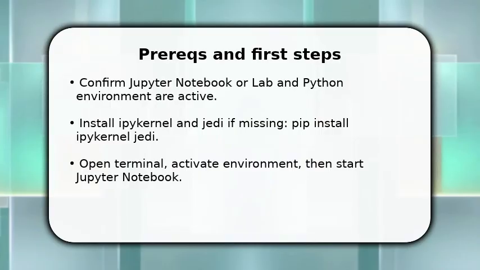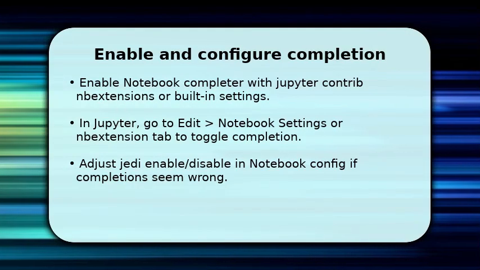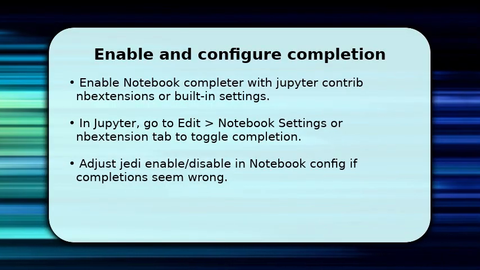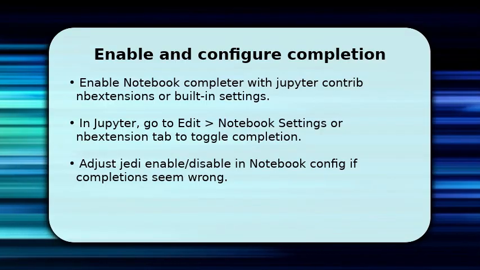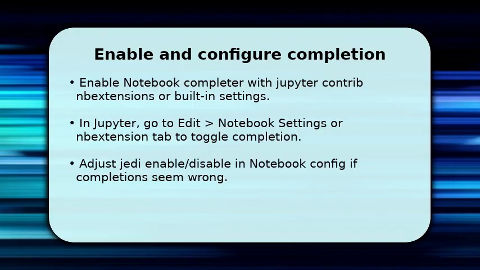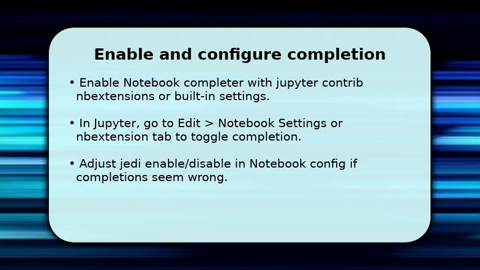Next, you enable the completer itself and configure how it behaves. If you use Classic Notebook, install and enable Jupyter contrib extensions and turn on the Hinterland or completer extension. In JupyterLab, enable the LSP or autocomplete extension via the Extension Manager. Once enabled, open a notebook and test typing an object name followed by a dot. Make sure Jedi is set correctly. Some workflows prefer Jedi enabled for richer introspection.